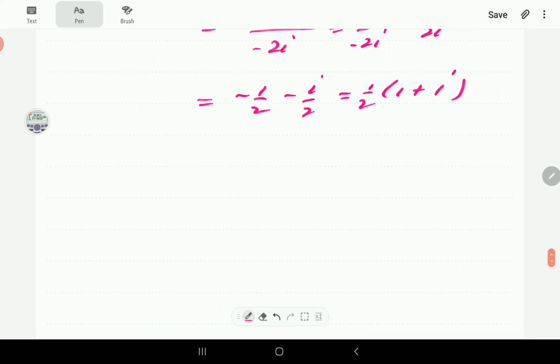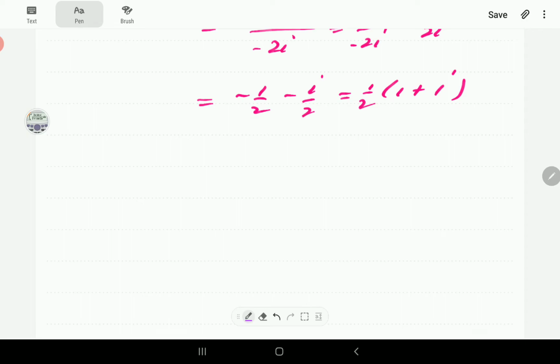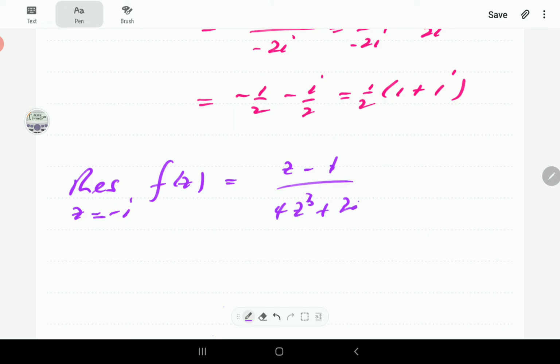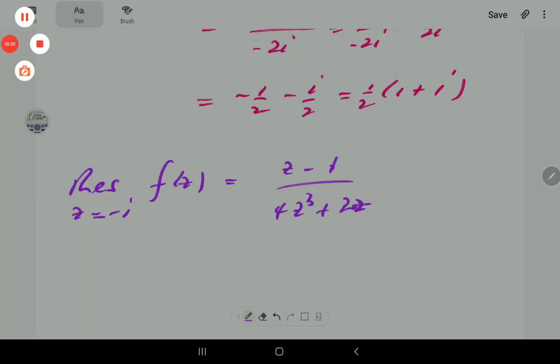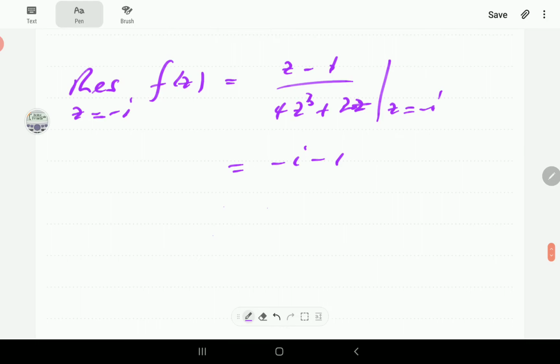Then we're going to have to do a similar computation for z equals negative i now. So this is going to be z minus 1 over 4z cubed plus 2z. So plug in negative i this time. It's going to be negative i minus 1 over 4 into negative i cubed plus 2 times negative i.